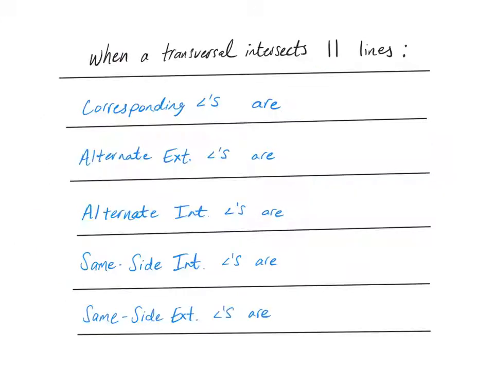Cool, so let's kind of wrap everything. All right, what did we learn here? Today we already knew before going into this that corresponding angles, whenever we have parallel lines, are going to be congruent. But today we've learned that alternate exteriors are also going to be congruent, alternate interiors are also going to be congruent, and it's those same side interiors and same side exteriors that are going to be supplementary.